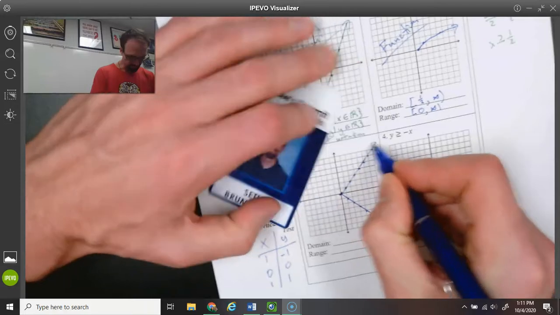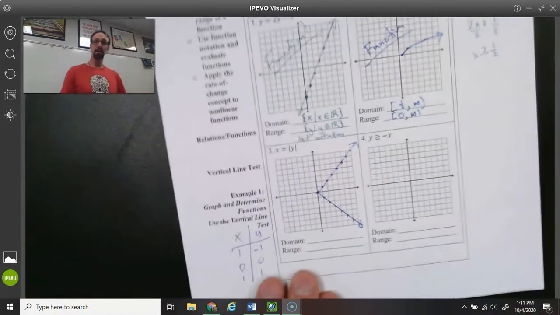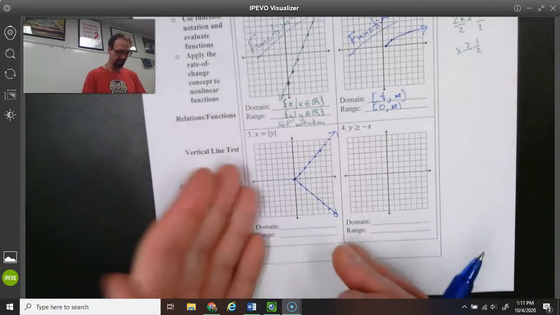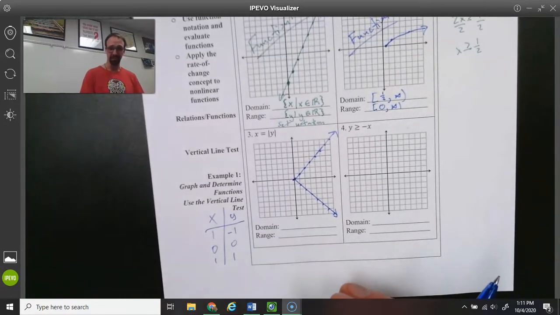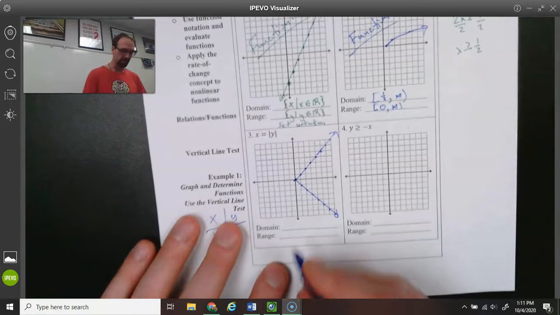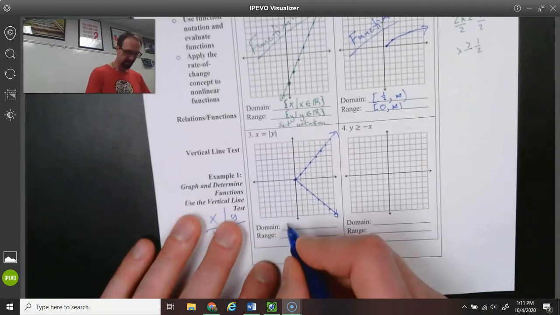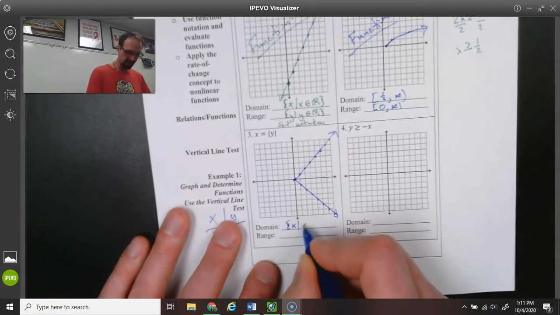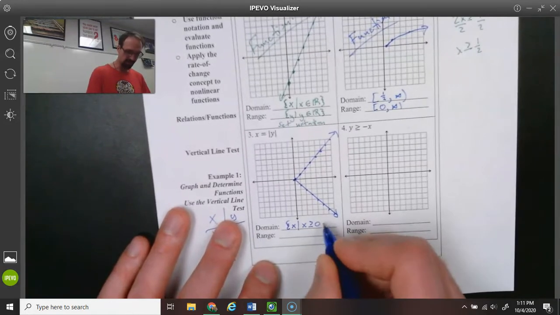Continue on forever this way. Now, domain, be careful, your domain doesn't go from negative infinity to infinity, all real numbers. It can only start at 0. So my domain for this starts at 0. So in this case, we would have, in set notation, the set of x's such that x is greater than or equal to 0.